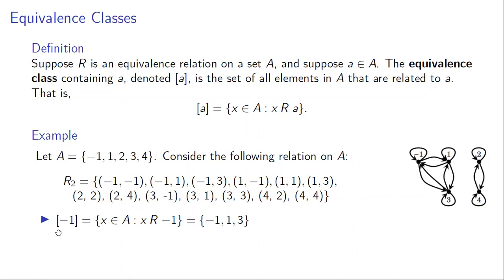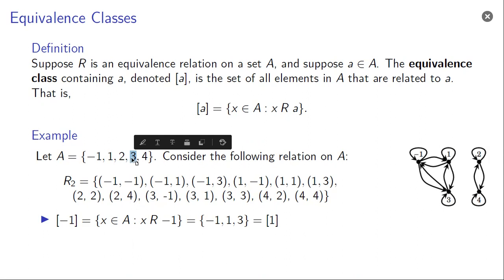Now here's the thing. Let's say I want to find the equivalence class of 1. I want all things that are related to 1. We see there's a direct connection between -1 and 1, between 1 and itself, and between 1 and 3. So the equivalence class of 1 is the same exact set as the equivalence class of -1.